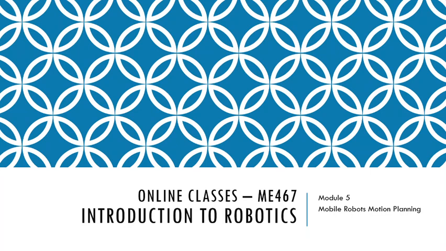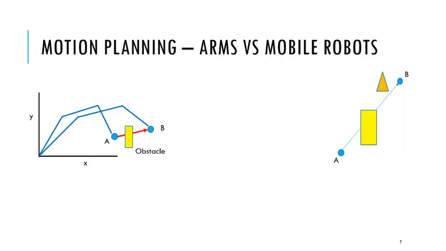In the last week we finished our motion planning part 1, which was related to the articulated arm. And in this week we are going to start our next module, which is module number 5. That is the last module of our introduction to robotics course, and it is related to mobile robots motion planning. So today we are going to talk more about motion planning in the context of mobile robots.